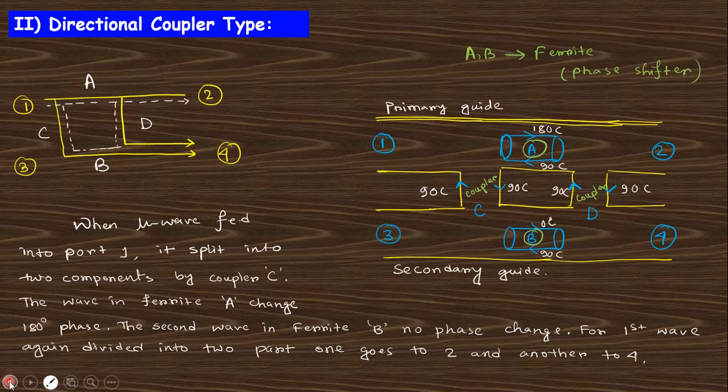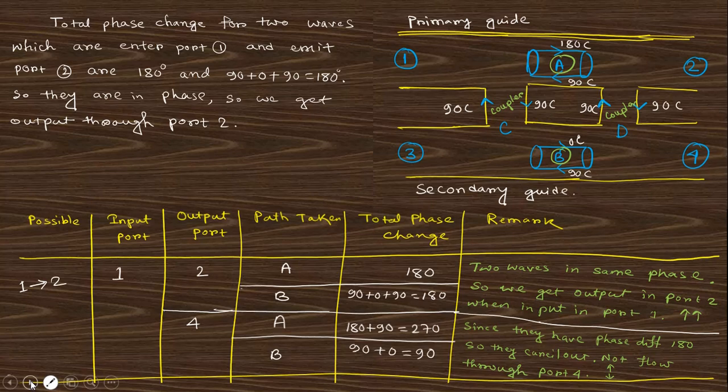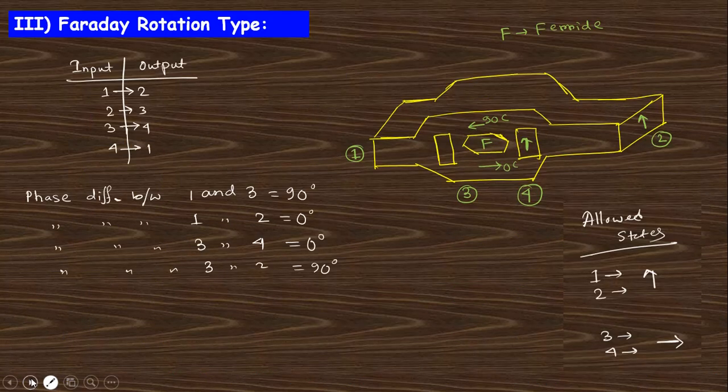Okay, so this is a directional coupler type 4-port circulator. Now comes the Faraday rotation type. This is another non-reciprocal component of microwave. Here you can see this is a window, and these are ports 1 and 2, and these two are ports 3 and 4, and this is ferrite material. It has the property that when the wave comes from left to right, there is 0-degree clockwise rotation, phase change, and from right to left, there will be a 90-degree clockwise rotation.